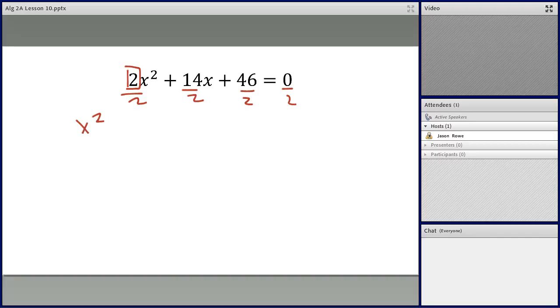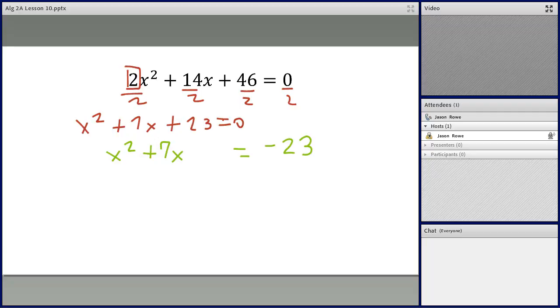So we've got x squared plus 7x plus 23 equals 0. Okay, now we're going to isolate the x squared and the x, and we'll subtract 23 from each side. I think you've seen that twice now, so I'm just going to write down the answer. Leave myself some space. We get negative 23.